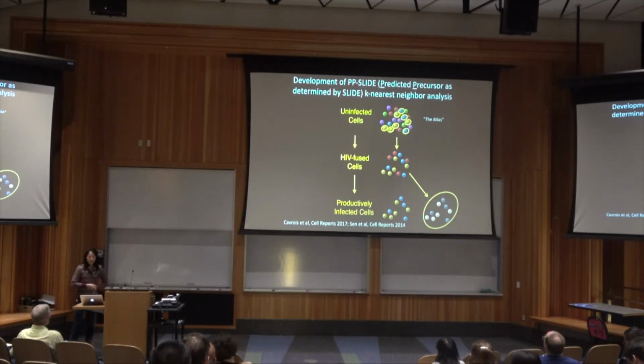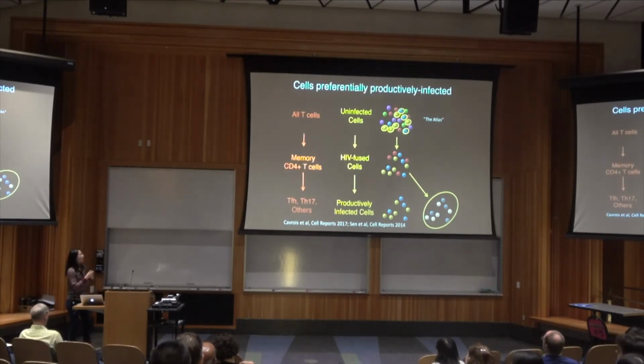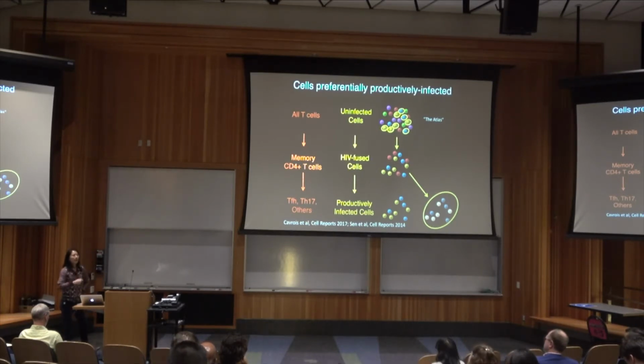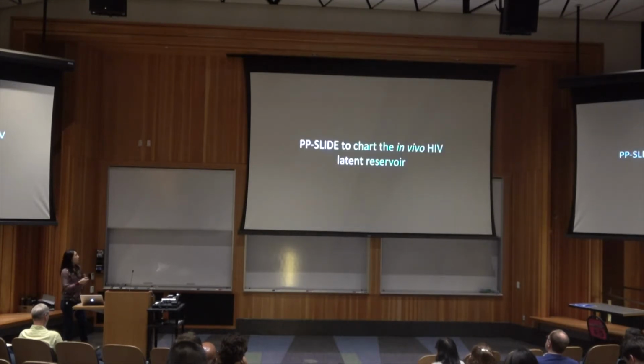Okay, so using this approach, we were now able to identify the subsets of cells that were preferentially productively infected. And this included subsets of T follicular helper cells, Th17 cells, as well as others. And we validated these predictions by sorting out these cells ahead of time and then infecting them with HIV and showing that indeed they were more susceptible to infection. Okay, so those are the published data.